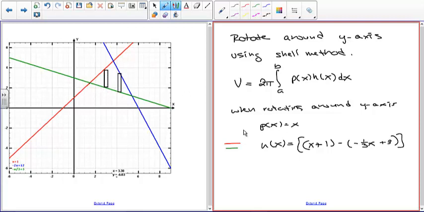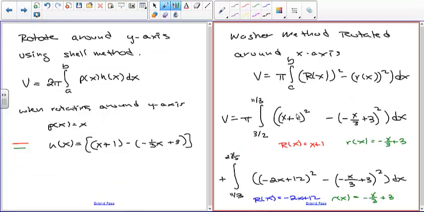Before, if you look back at the washer method, it was this squared minus that squared. Let's just verify that. So it was this squared minus that squared. For the washer method, it's just this minus that.